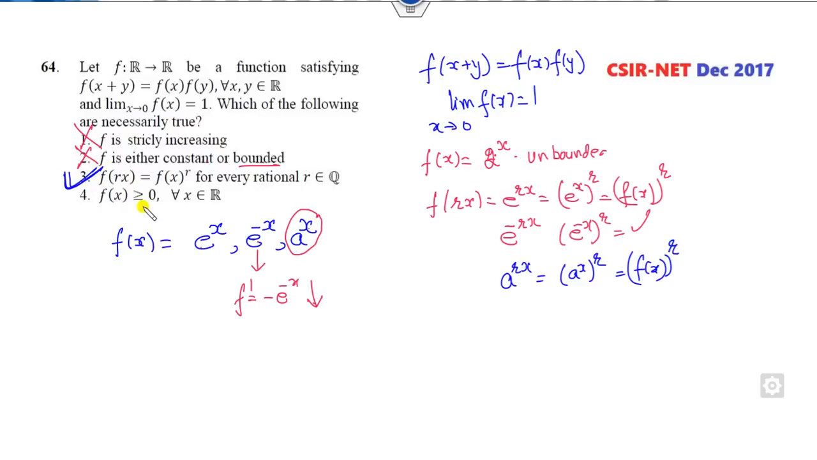f(x) is greater than or equal to 0. Clearly you see that the exponential is always greater than 0. This is also greater than 0. So options 3 and 4, that is C and D, are my correct answers for this problem.